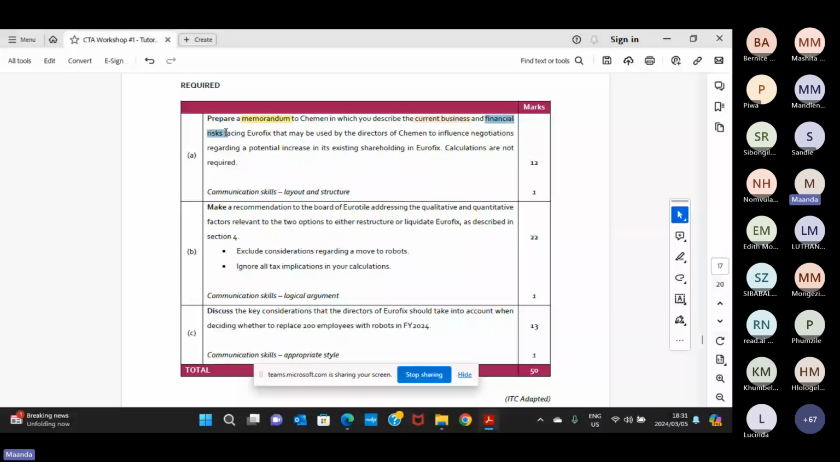So what is a financial risk? A financial risk is the risk that this company is unable to meet its finances and obligations. So if there's any risk that is going to make me not meet my financial obligations, the amount of debt that I need to pay, the loans that I need to pay, the interest that I need to pay, then that is a financial risk. So you need to understand what a financial risk is. That's one thing that I'm asked to describe here.